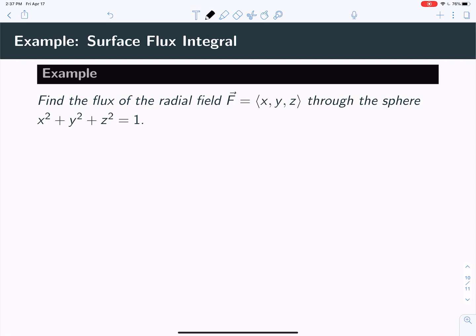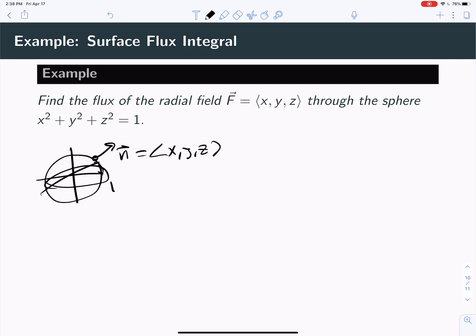Now this one's interesting. We're going to actually tackle this two different ways. One by thinking about it, and then one by doing the actual calculus. So we've got this radial vector field xyz that's going through the sphere, x squared plus y squared plus z squared equals 1. That's the unit sphere, okay? That's the sphere centered at 0, 0, 0 of radius 1. And what's interesting is the normal vector is just xyz, because x squared plus y squared plus z squared equals 1, that is a unit normal vector.